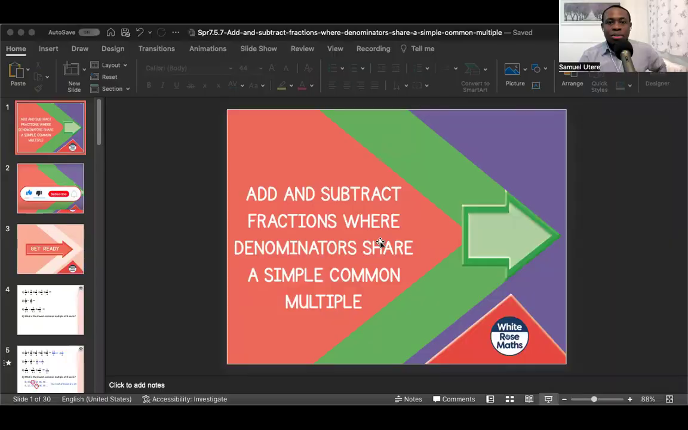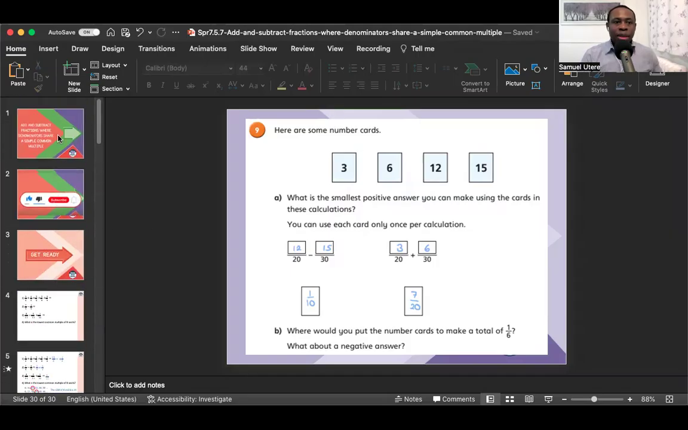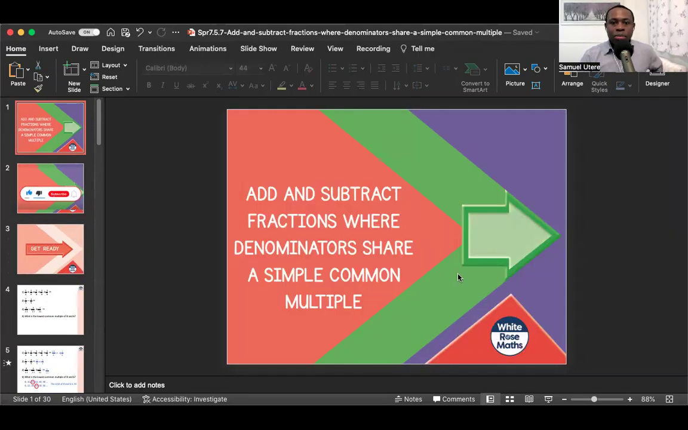So what you've learned so far is how to add and subtract fractions that have a common multiple in the denominator. They share a common multiple. So it's really important you know that your common multiple is the lowest number that you can find. If you were to do the times table, the lowest common multiple is the lowest number you can find, the very first number you can find, if you were to do the times table of the two numbers that you find in the denominator.